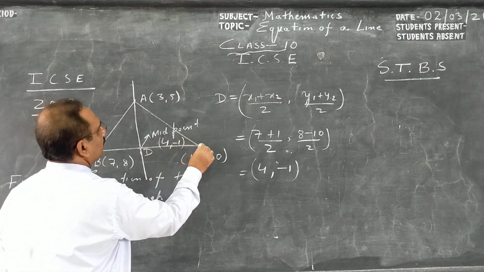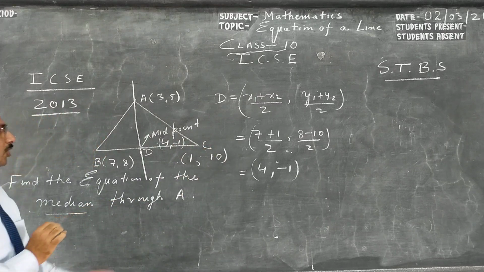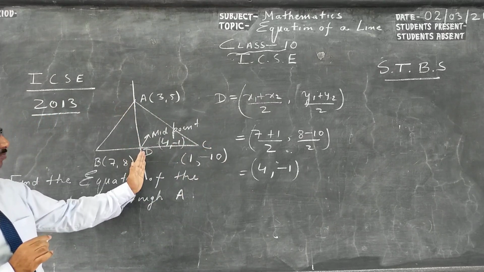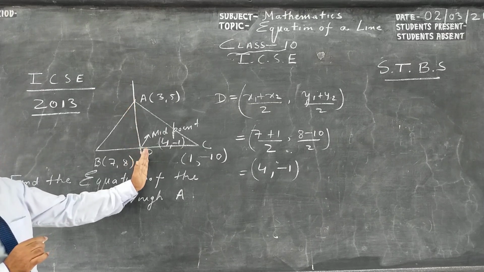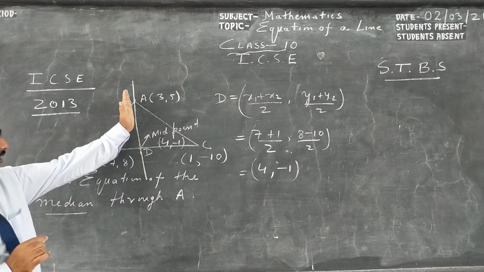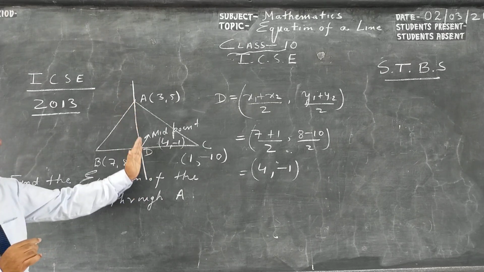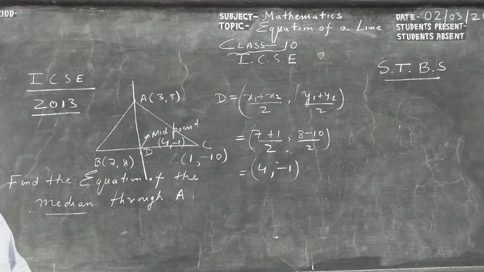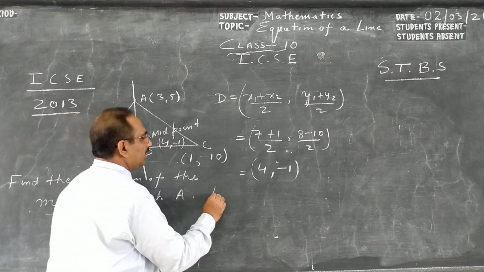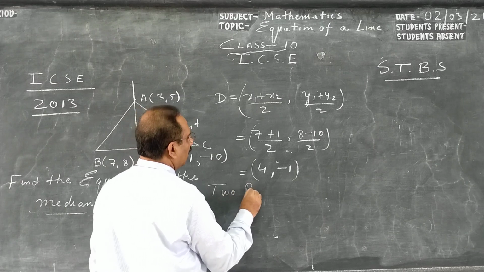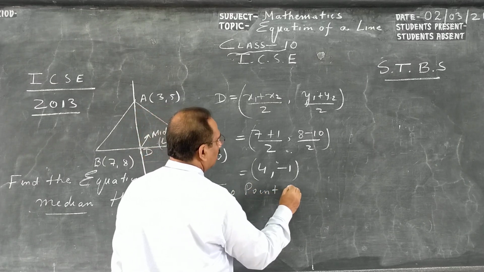This is D, if you see, children. So we have to find the equation of the median through A. That means it passes through the midpoint of the opposite side. So we have to find the equation of AD. Two points are given, so here we will simply use the 2-point form. So what is the 2-point form? I told you. Just first find the 2-point form.